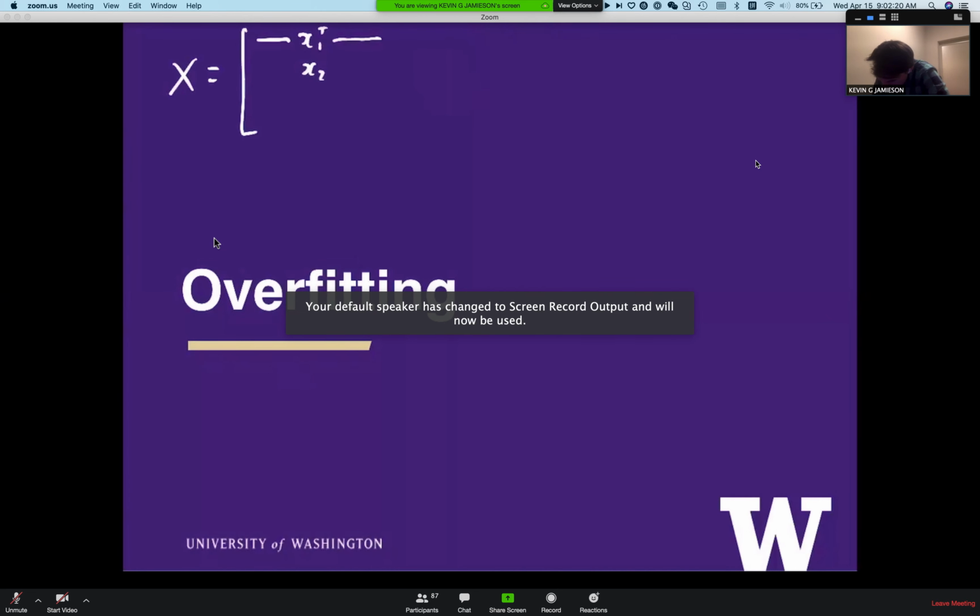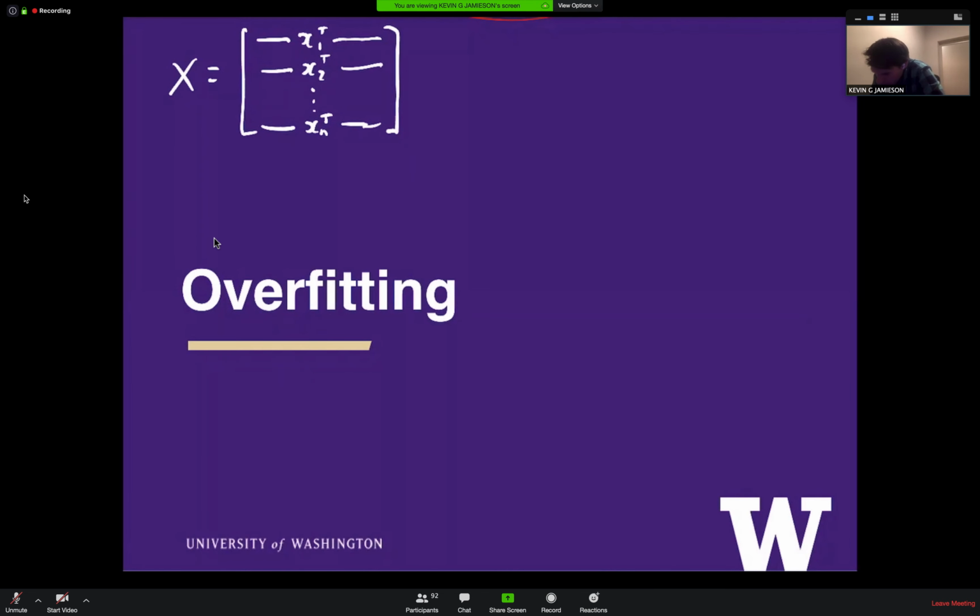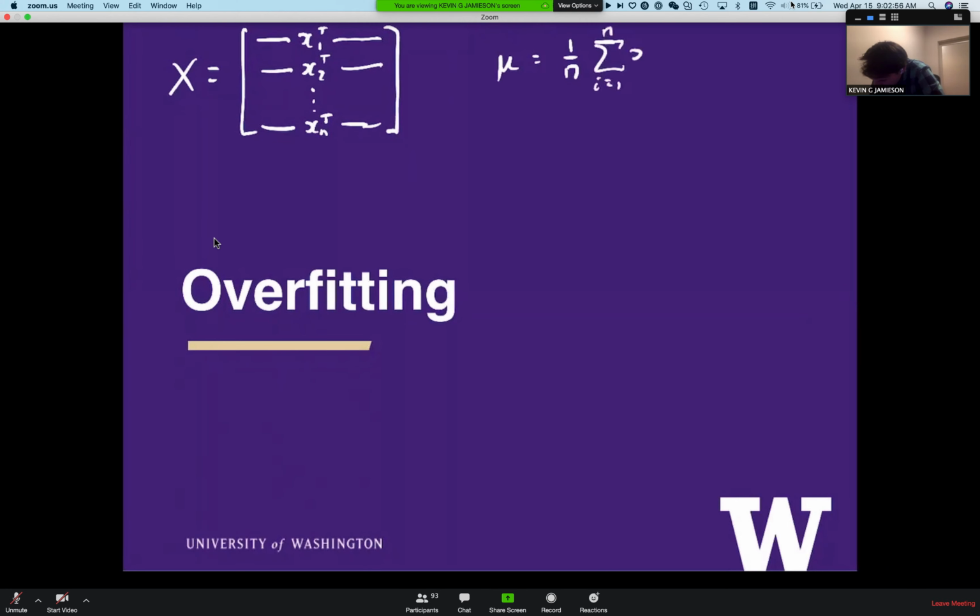Transpose x2 transpose. So basically all of our data points laid down on their side into rows. And so basically each one of these xi's is a vector, a column vector in R^D. And so then if we wanted to de-mean each vector, we would define, say, mu equal to 1 over n, where this, of course, is a column vector in R^D.